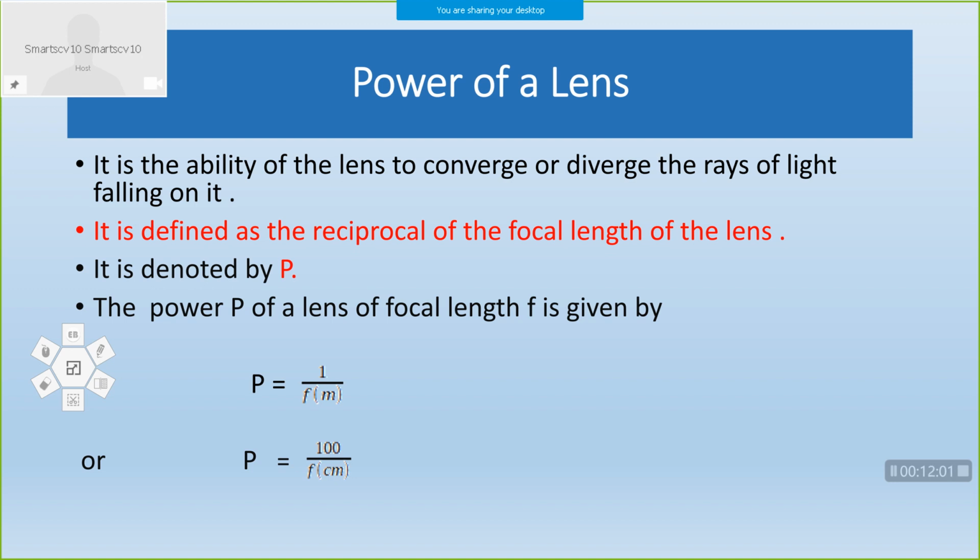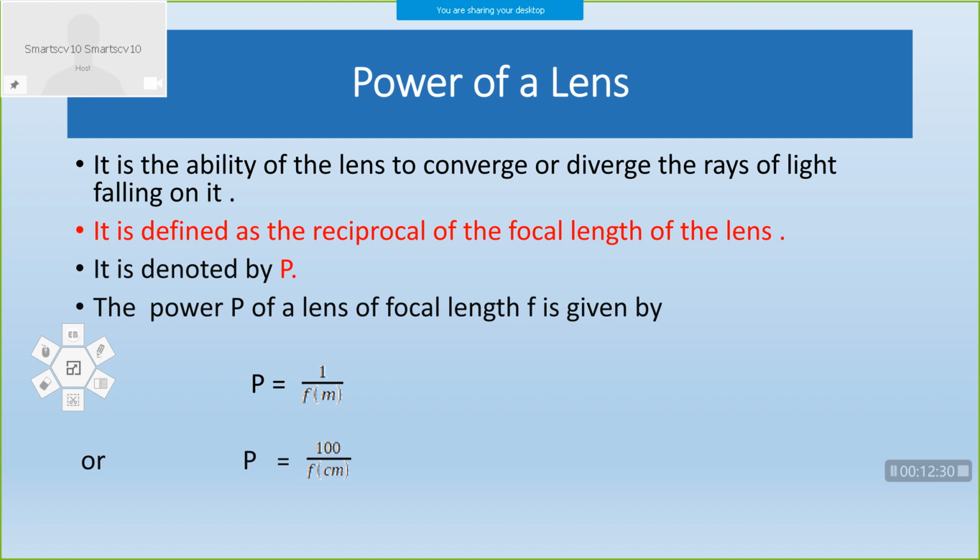So that's the work done by the lens. Power of a lens means it is the ability of a lens to converge or diverge the ray of light falling on it. That means how much a convex lens can converge the light, and how much a concave lens can diverge the light. So this ability of the lens is determined by the focal length of the lens.